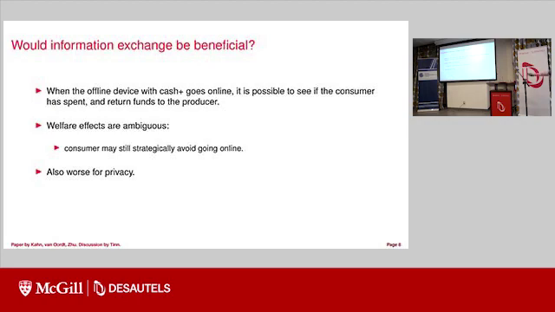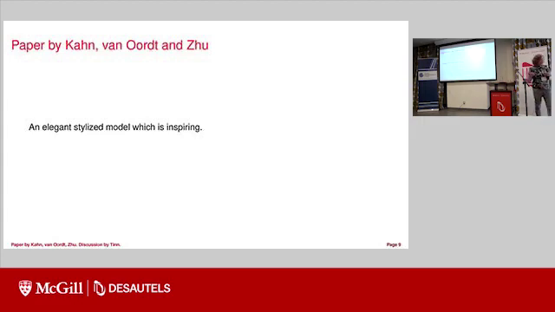Okay, so then the question is, would it be useful to have information exchange here? So now we are going against privacy again, and we are letting this offline device send to the central bank, for example, what the consumer has spent, and then potentially give money back to the right producer. And now we are undoing a lot of things there. And the paper finds that even in this nice finite setting, the welfare effects of trying to help the producer here are ambiguous, because the consumer may still strategically go offline if it benefits them. Okay, so we have this case. So overall, it is a very nice paper to read, because the model is stylized and we can learn very many interesting observations from there.